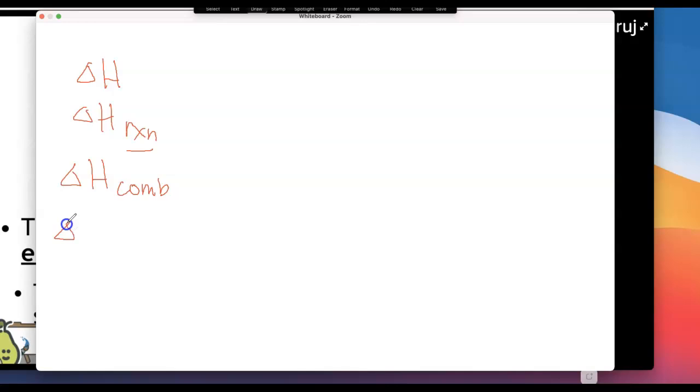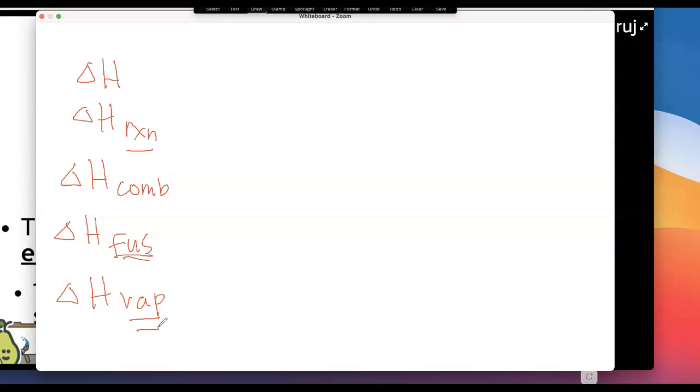Now these are a little bit harder. These are for phase changes. So FUS is abbreviated for the word fusion.